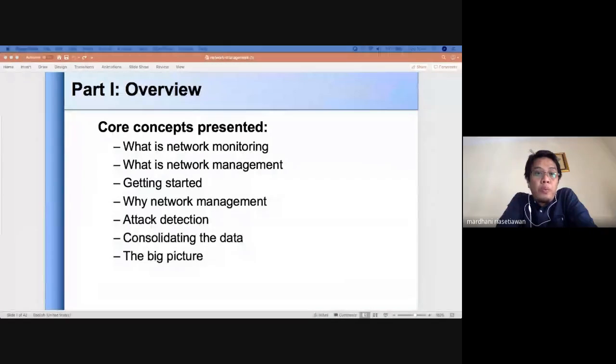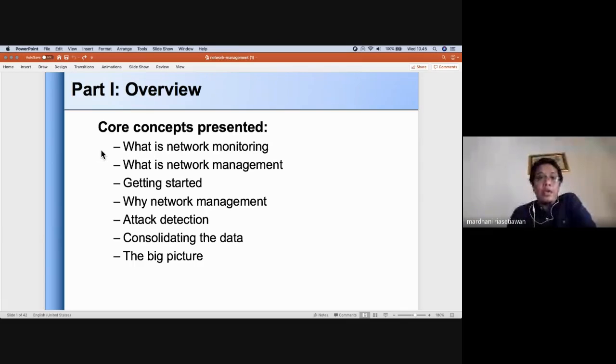So we have two parts. The first is about the core concept of network management, and the second is about the technical things about network management. In the first part, I would like to give you some explanation about what network monitoring is first, and then what the difference is with network management, how we get to start network management, and then why we need network management, and also consolidating the data to support the network management activities.